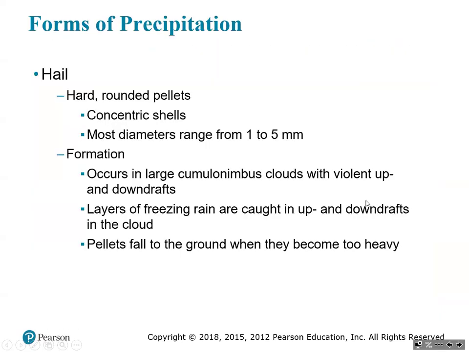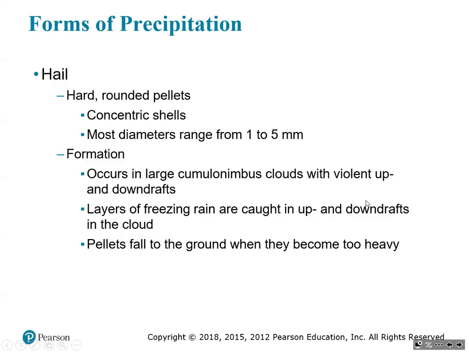Hail forms as hard rounded pellets. In large thunderhead cumulonimbus clouds, you can get convection currents that go up and down repeatedly. So basically you get a little bit of ice, and then each time it cycles up and down, it gets exposed to warm and cold temperatures, and it gets some water, and then it freezes, and it gets some water, and then it freezes, and it builds up in layers. So you get concentric shells.